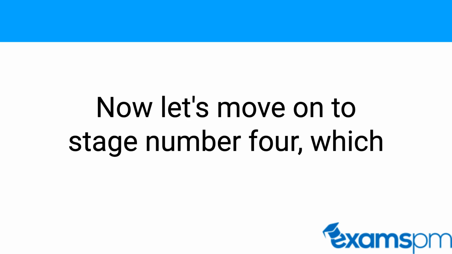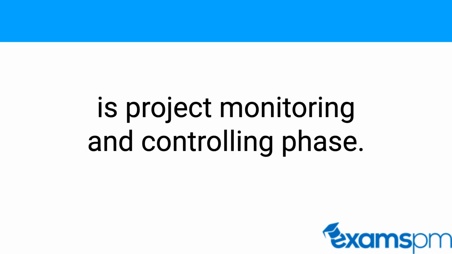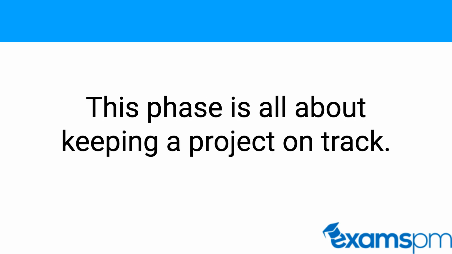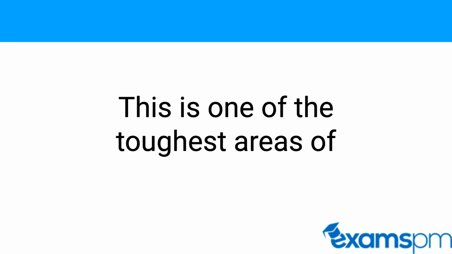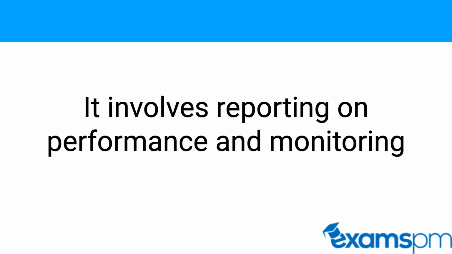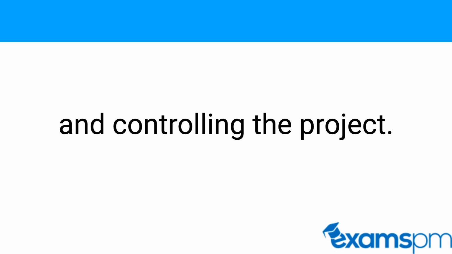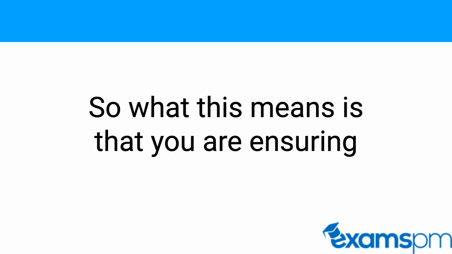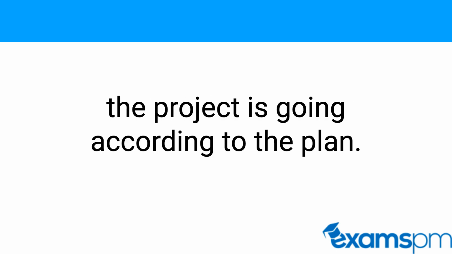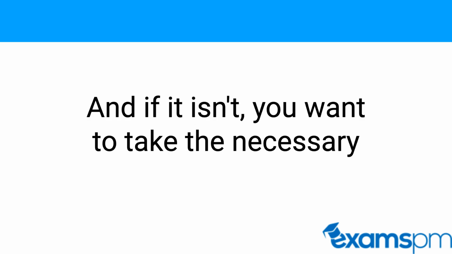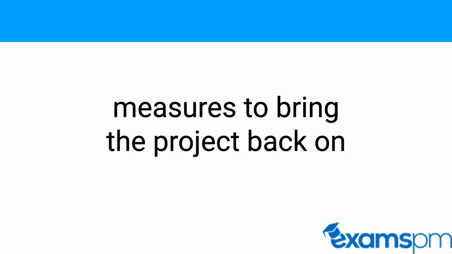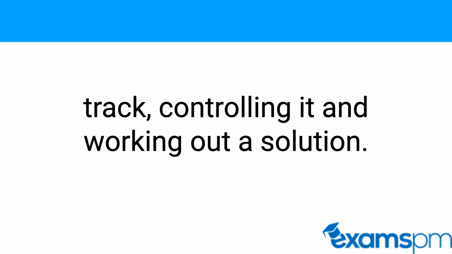Now, let's move on to stage number 4, which is project monitoring and controlling phase. This phase is all about keeping a project on track. This is one of the toughest areas of project management. It involves reporting on performance and monitoring and controlling the project. So, what this means is that you are ensuring the project is going according to the plan. And if it isn't, you want to take the necessary measures to bring the project back on track, controlling it and working out a solution.